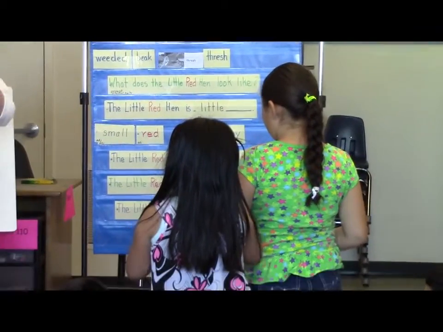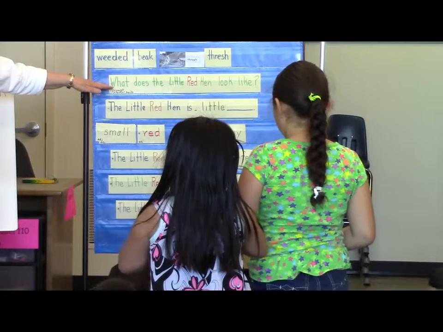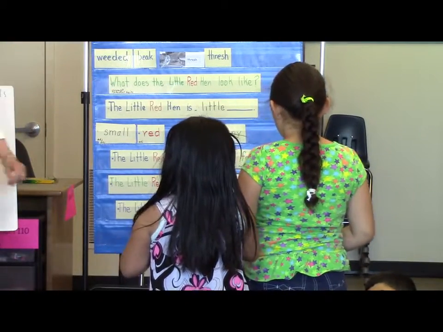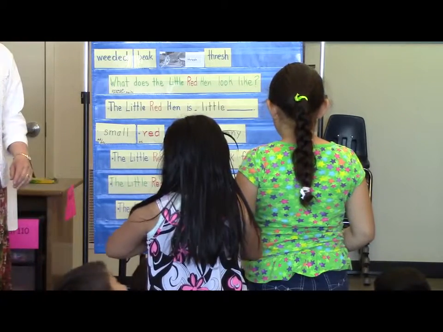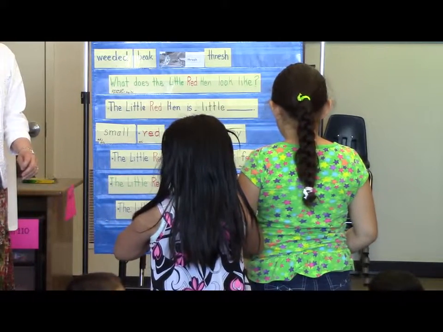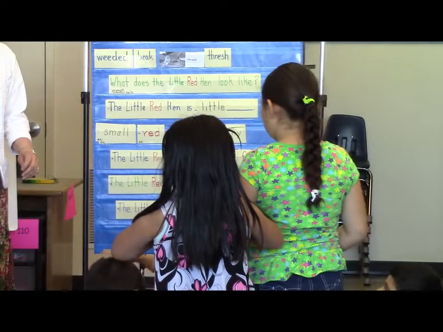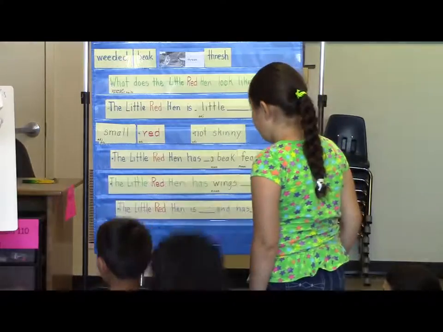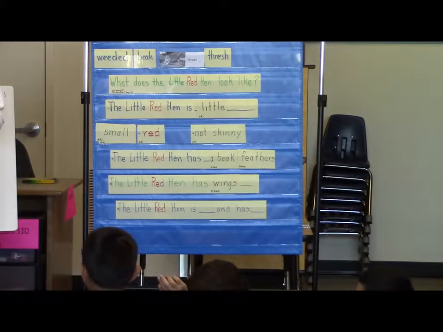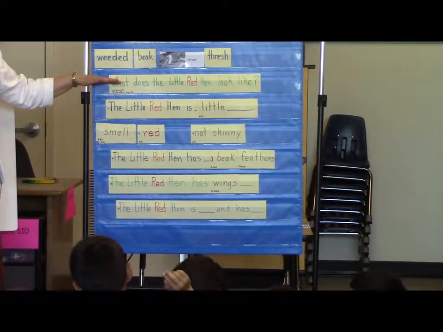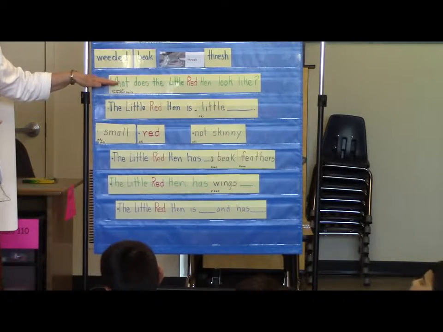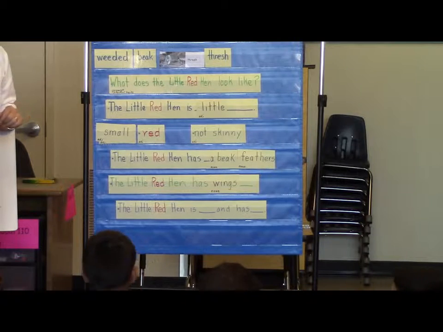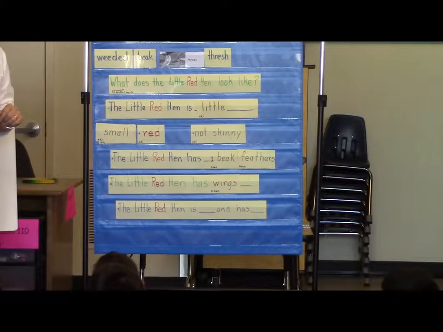That works perfectly. Now would you ask the question? What does the little red hen look like? And your answer. The little red hen is small and not skinny. Is small and not skinny. Very good. Now, I think that you all can ask the question, don't you? Let's hear everybody ask or we could say prompt. Everybody. What does a little red hen look like?